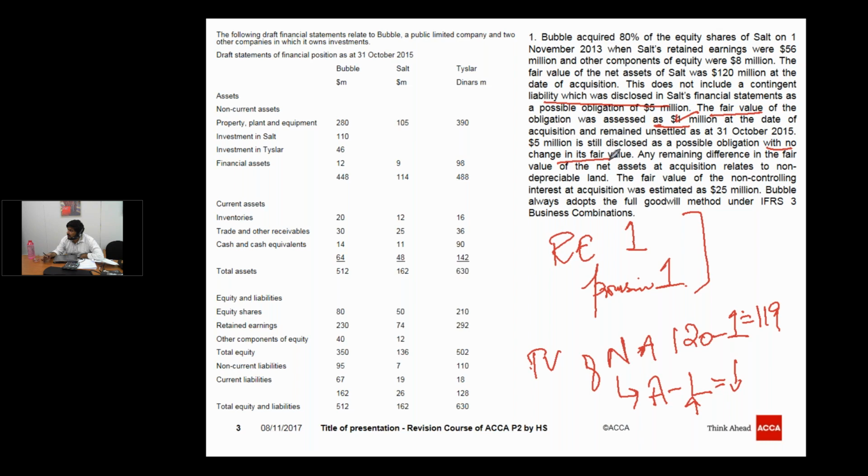Why is the liability provided for if the obligation is not probable? Actually, we are following the provisions of IFRS 3, which says that for the purpose of consolidation, you have to recognize all the assets and liabilities of the subsidiary company, even if we do not recognize them on the balance sheet of the subsidiary company. Like in the case of IAS 37, if there are some possible obligations, you have to recognize them for the purpose of consolidation.